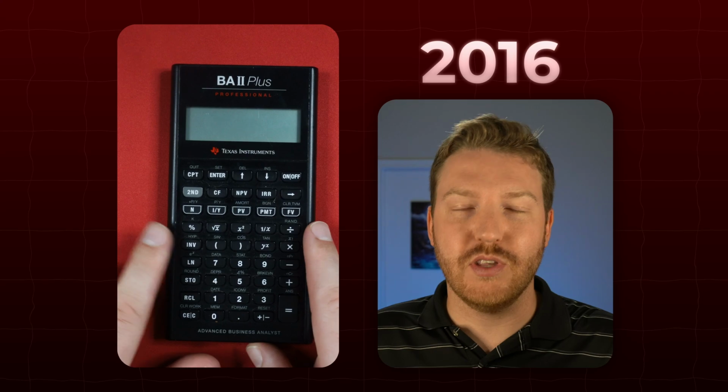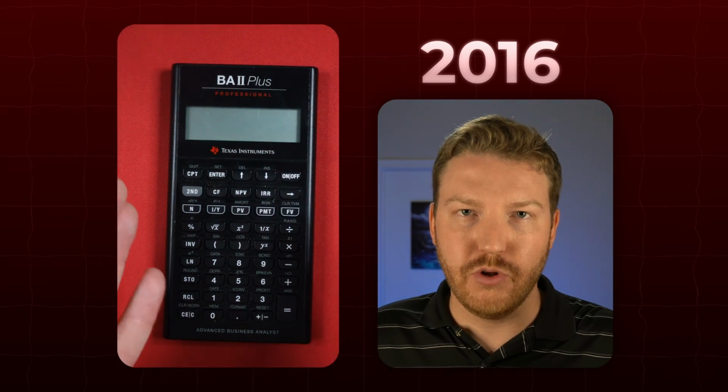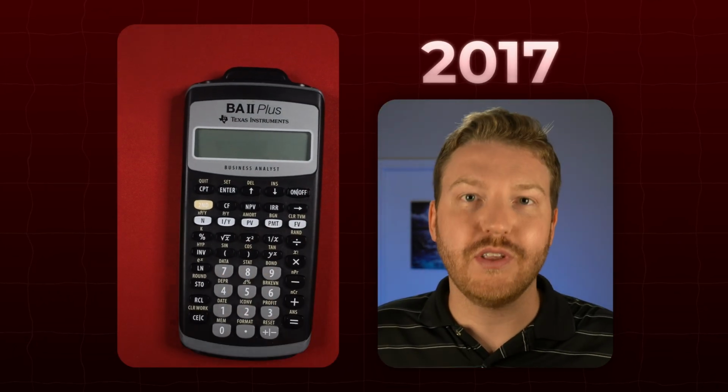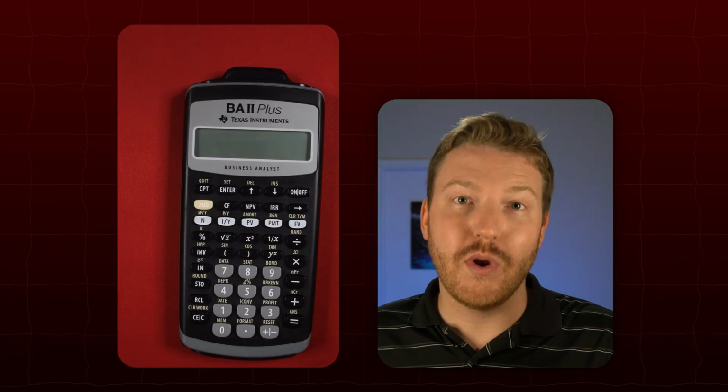There's certain things that are used quite a lot. And so I've actually got my original calculators. I got this one in 2016, so this is the BA2 Plus Professional. It operates exactly the same way as the BA2 Plus, which I got in 2017. So these are 8 and 9 years old, and they're still working perfectly as they did when I originally got them.